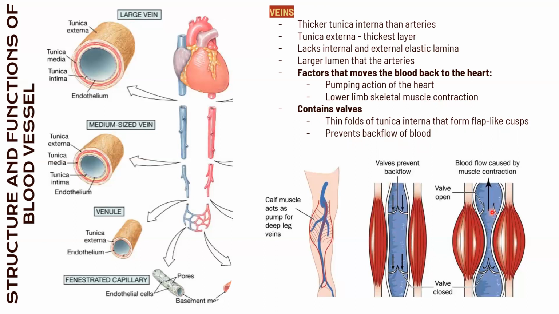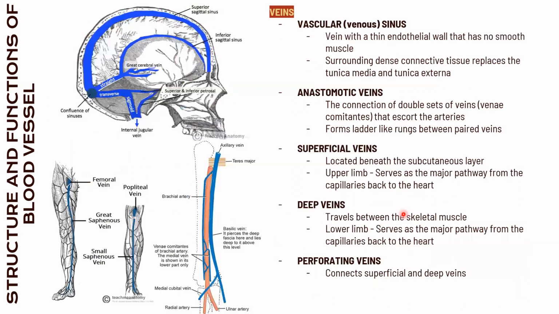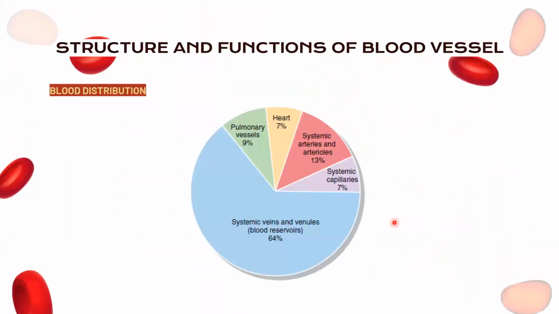Okay, open. Because if your vein valves are not functional, then it could result in engorgement of the veins, especially appreciated in the lower legs, which are referred to as your varicose veins. Different veins located in the body: vascular sinus and anastomotic veins, superficial veins, deep veins, perforating veins. Different types of veins. Blood distribution.